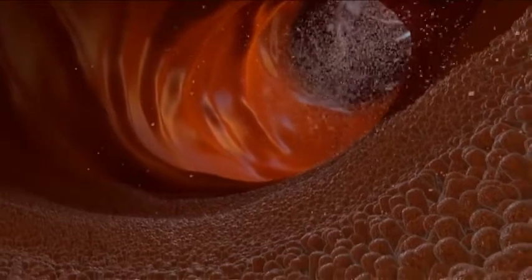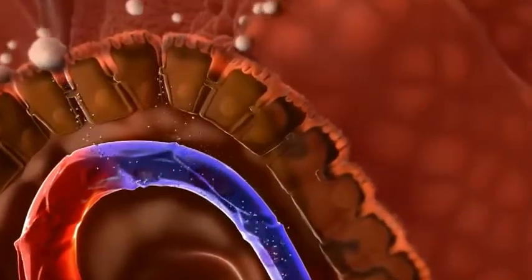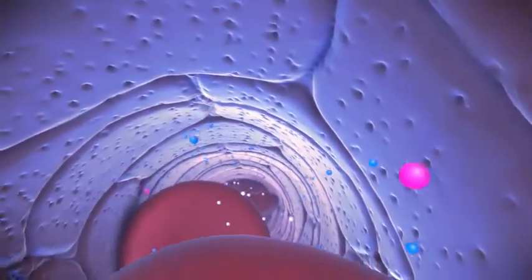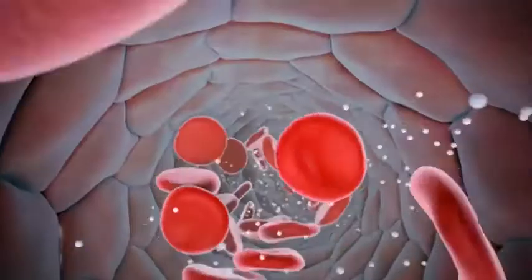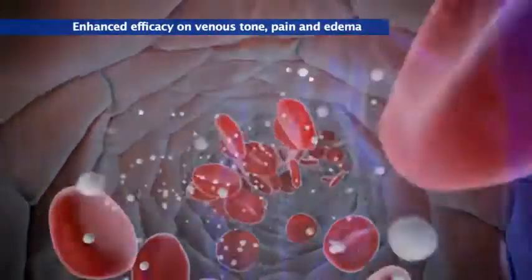The result is a significant increase in the drug's gastrointestinal absorption, and the synergistic efficacy of each of its components. This greater absorption provides a pharmacokinetic explanation for its enhanced and rapid clinical efficacy on venous tone, pain, and edema.